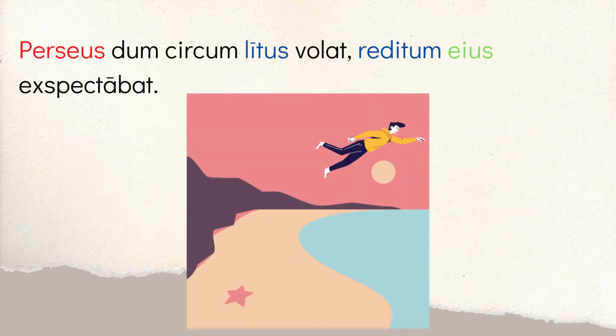Then you have: Perseus, dum circum litus volat, reditum eius expectabat. So Perseus, while he's flying around, volat, and I know it's present tense, but you could translate it as imperfect to match up with expectabat, while he was flying around the shore, the litus, he was watching out for the return, reditum eius, of the sea monster.